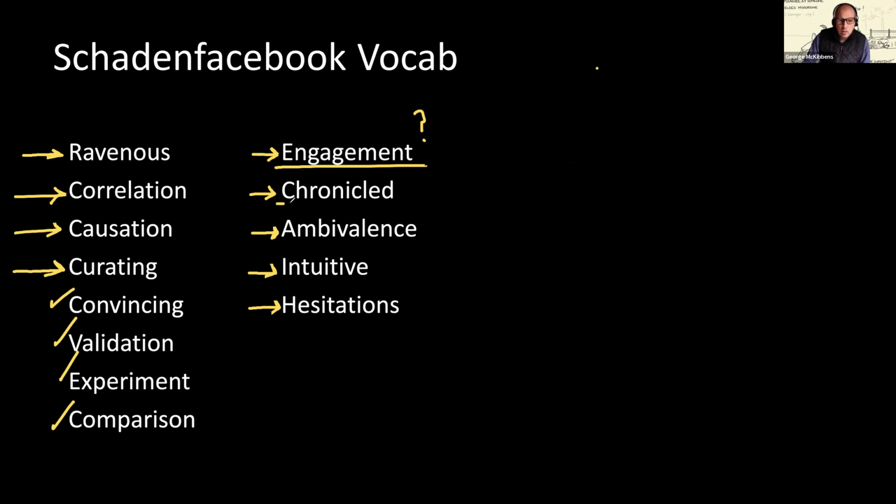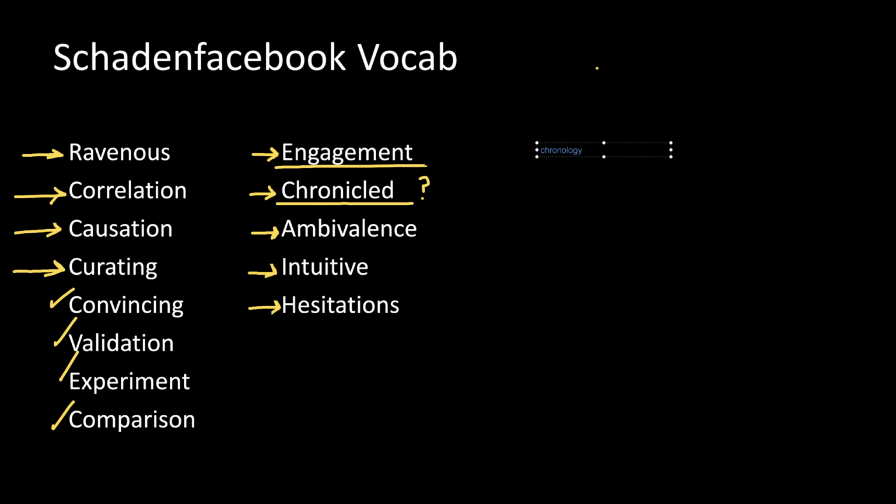Who could give me chronicled? That's a little harder. It's a good word to use. Chronicled. I'm going to challenge somebody else. You can look it up right now. Chronicled. All right. Who's heard of this word? Chronology. What is that? It's like the series of events. Exactly. A series of events.